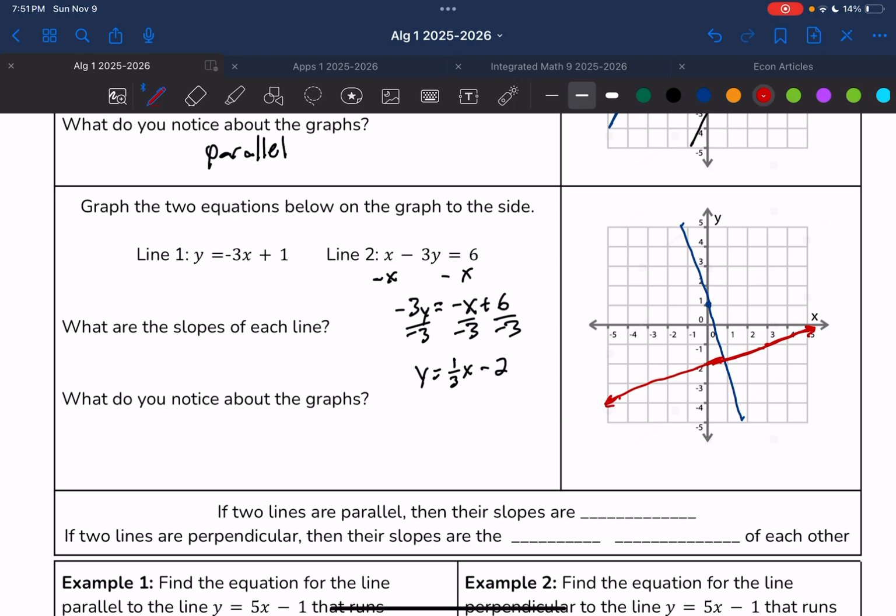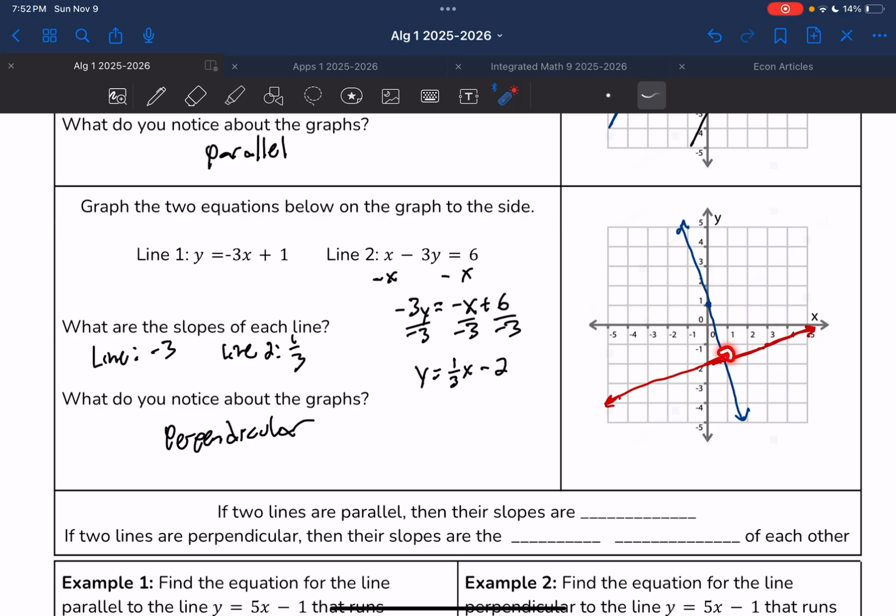And we see here that the lines cross. And so for line 1, the slope was -3. And line 2, the slope was +1/3. Well, they cross, and actually, they are perpendicular. It looks like they might be, but based on the slopes, we know that they have to be.